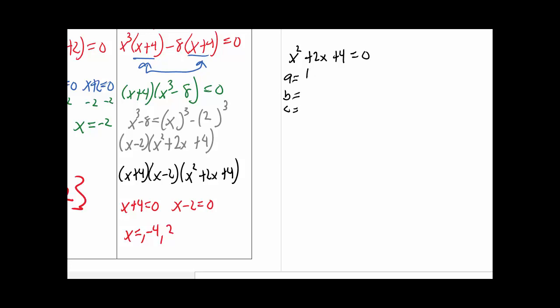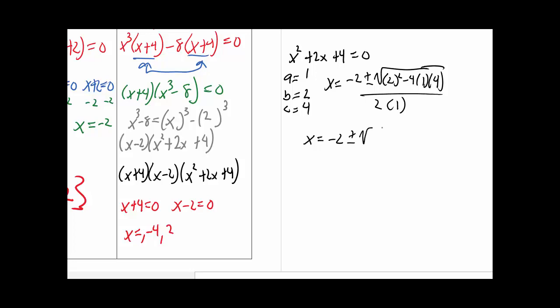So we can't solve that by factoring, but we can look at the quadratic formula. So I can set a equal to 1, b is 2, c is 4, and then I can set that up. So negative b plus or minus the square root of b squared minus 4ac, all over 2a. All right, so then we'll simplify that down. So negative 2 plus or minus the square root of 4 minus 16, all over 2. Well, 4 minus 16 is negative 12.